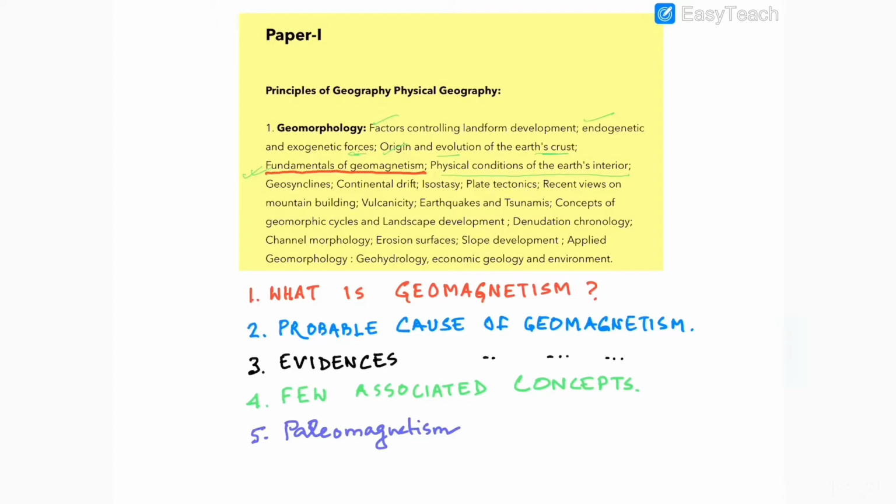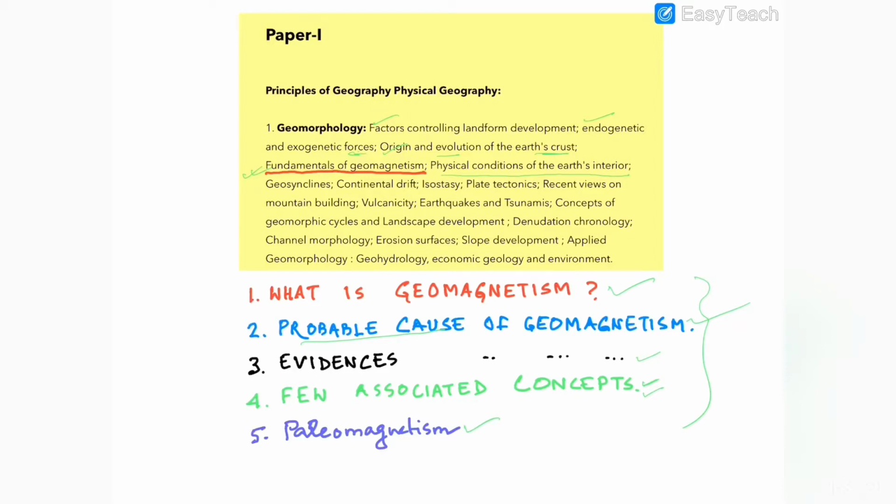First, let me tell you how we will cover this chapter. First we will see what geomagnetism is and try to define it. Then we will try to find out the probable causes of geomagnetism. Third, we will see the evidences that tell us there is something called geomagnetism. Fourth, we will see some associated concepts, like the angle of declination, the dip angle, agonic lines, isoclinal lines, etc.